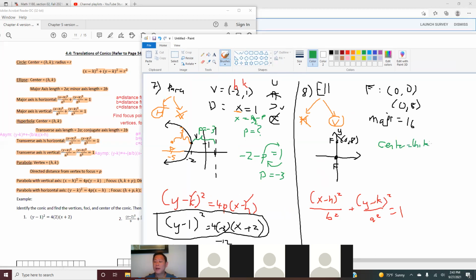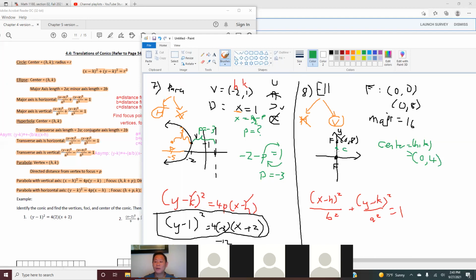So how do you find center? Center is always right in the middle between those two. Can someone tell me what is the location, coordinates of the center in this case? 0, 4. So it's kind of like a midpoint or the halfway.